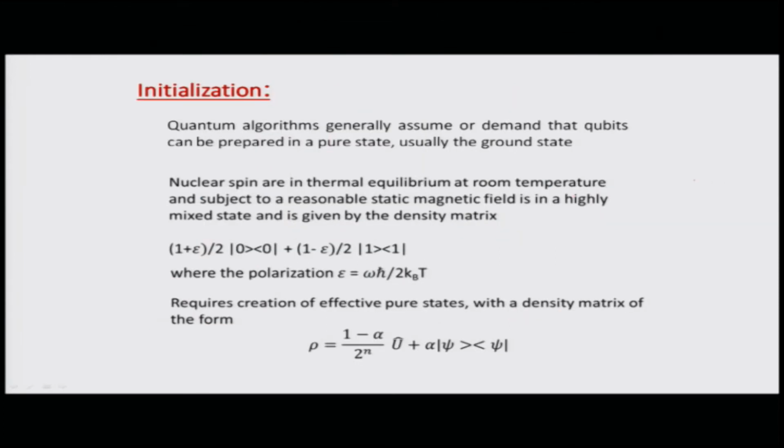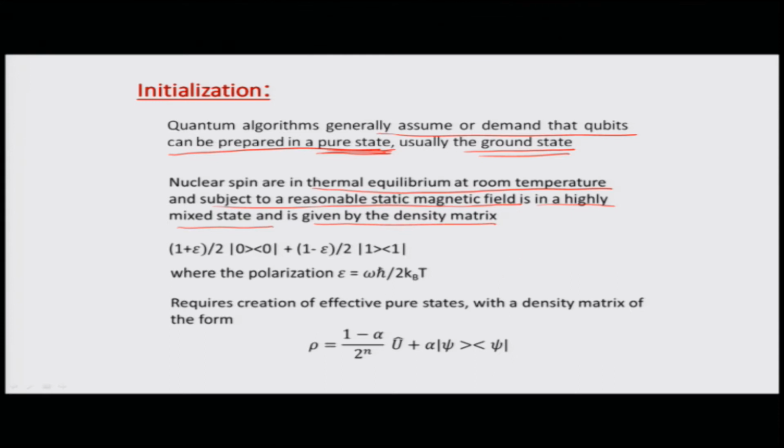The initialization process for quantum algorithms generally assumes or demands that the qubits can be prepared in a pure state, usually in the ground state. Nuclear spins are in thermal equilibrium at room temperature and subject to a reasonable static magnetic field, in a highly mixed state, and this is given by the density matrix. And so, this is a situation where generating a perfect pure state, which is basically the perfect ground state, is a very hard job.